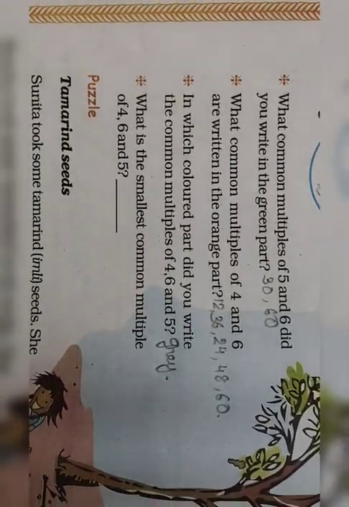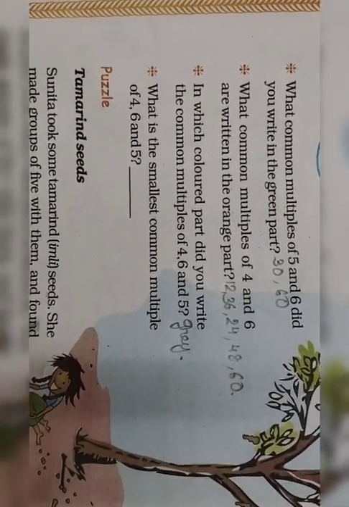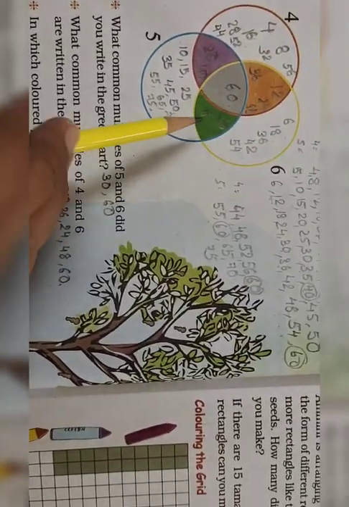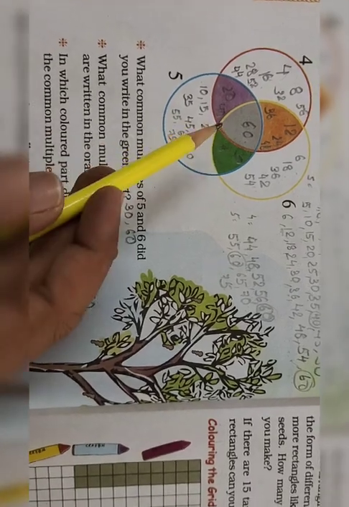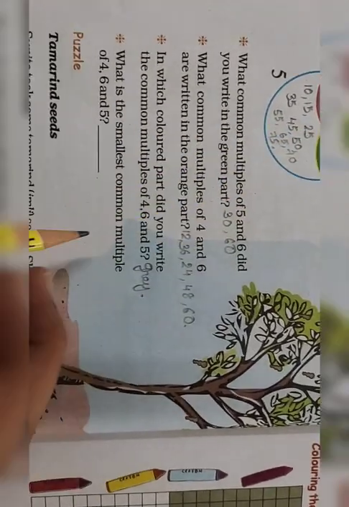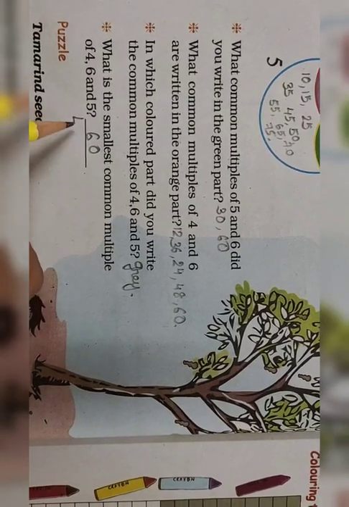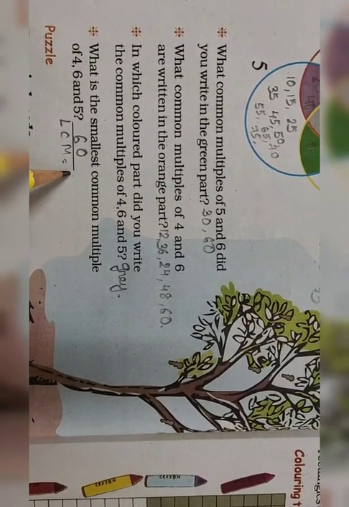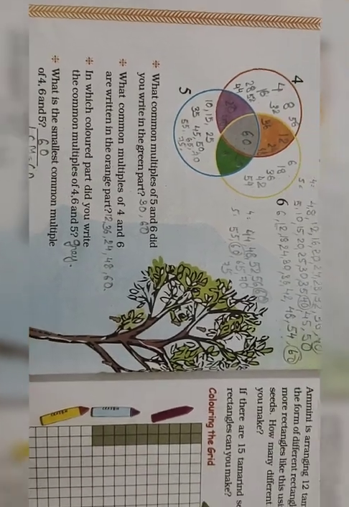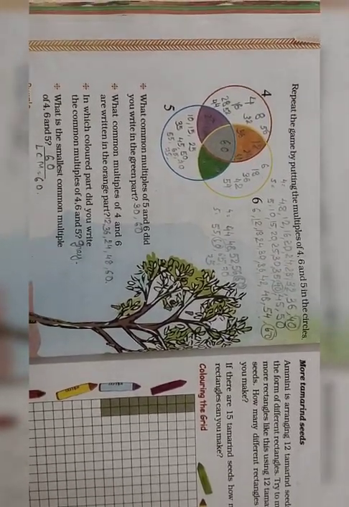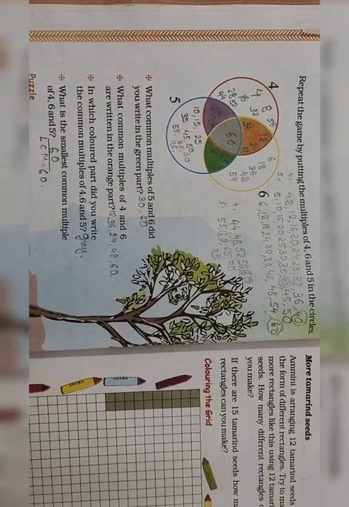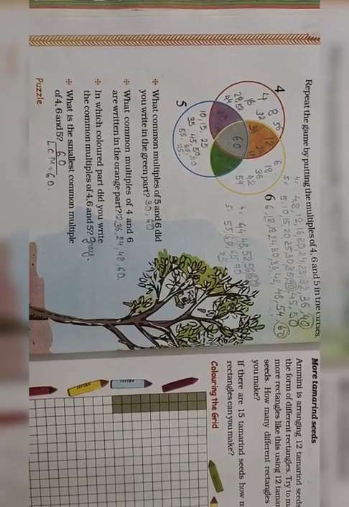Now, what is the smallest common multiple of 4, 5 and 6? We have only got one common multiple of all the three numbers, so it is the smallest. So, the smallest multiple is 60. So, the LCM is 60. Understood, students? So, this we have done in our textbook, and you are supposed to write this down in the textbook only.